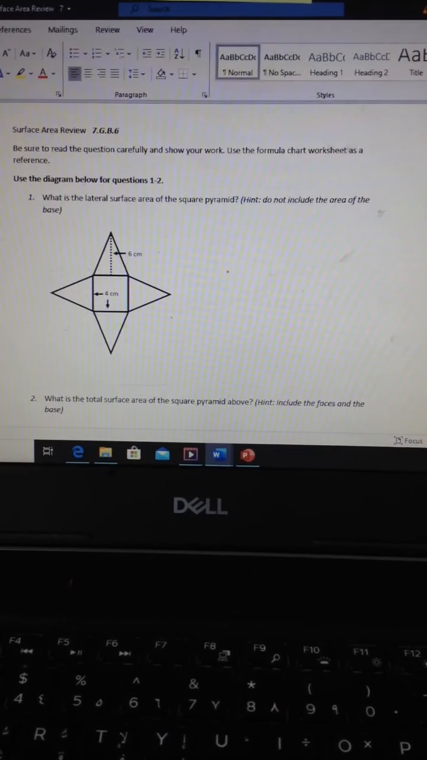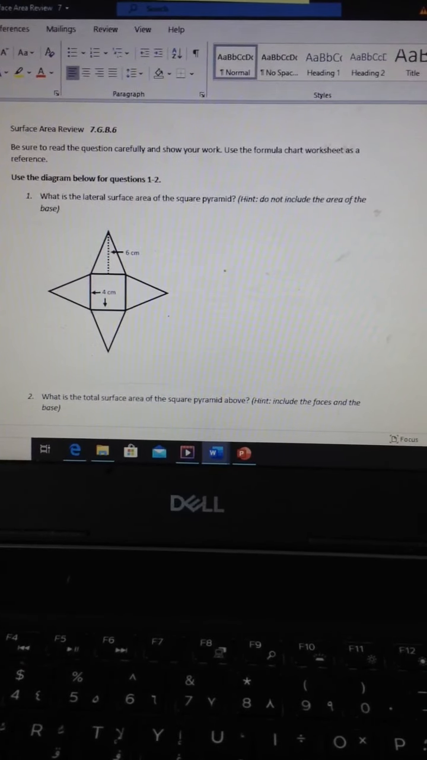Today we are going to be finding the total surface area and the lateral surface area of different figures. Let's look at problem number 1. Make sure you're reading the question and you're showing your work.